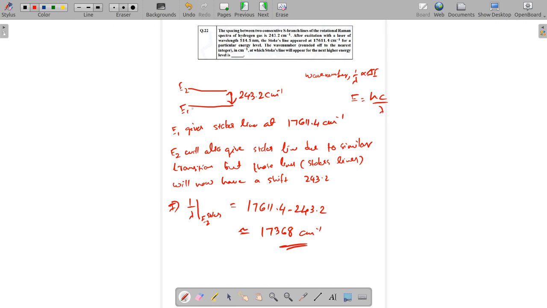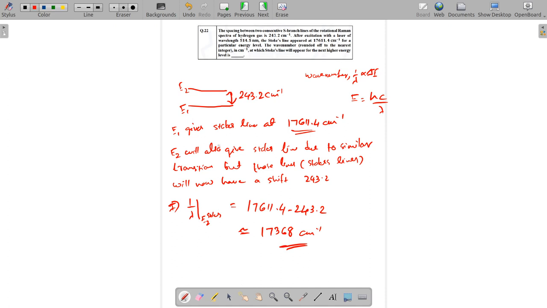So E1 gives us the Stokes line at this particular wave number under excitation from a laser of this particular wavelength. The question is asking about the excited state E2. It can also emit a Stokes line due to the same laser light. So the question is, what is the corresponding Stokes line from E2?